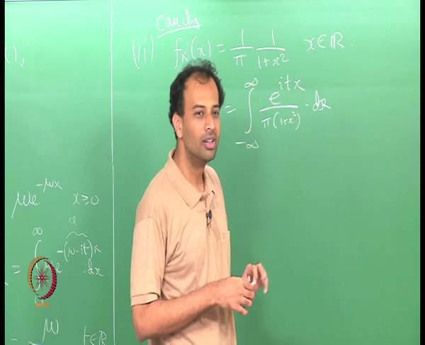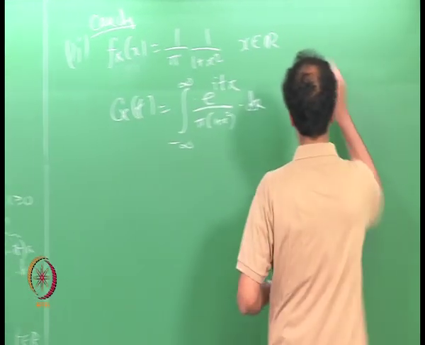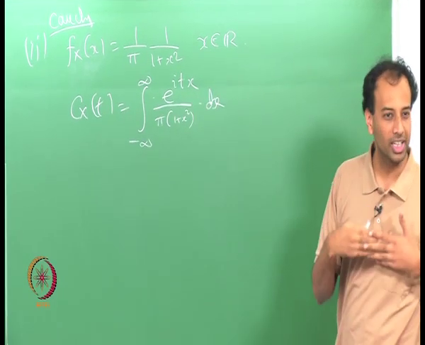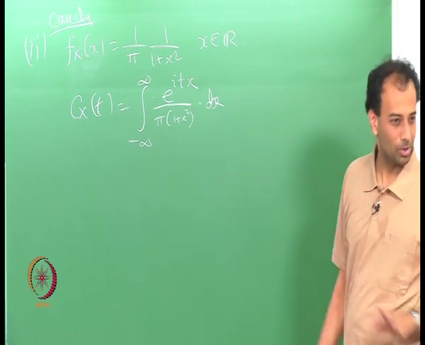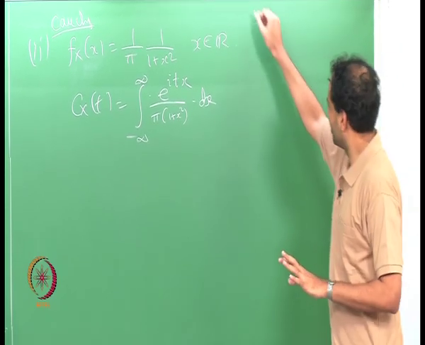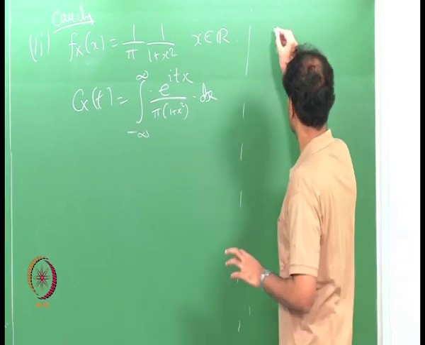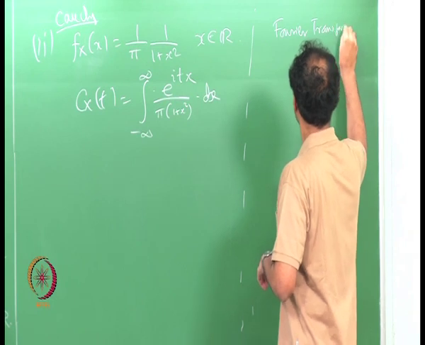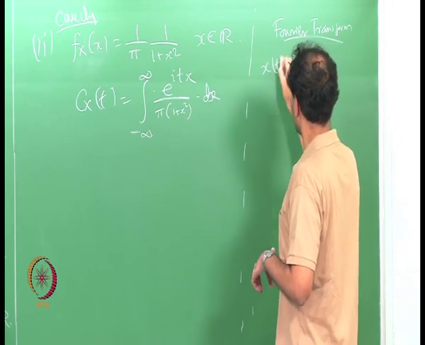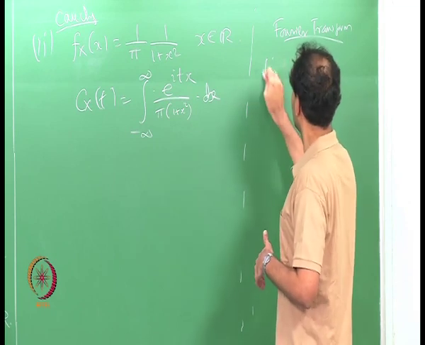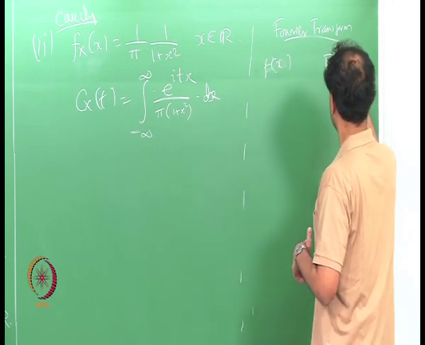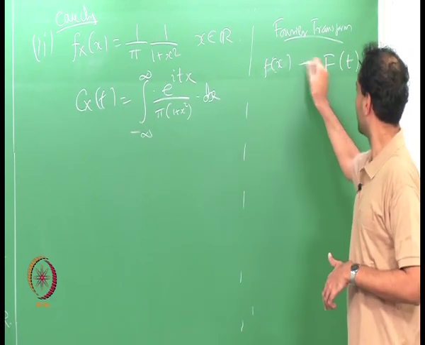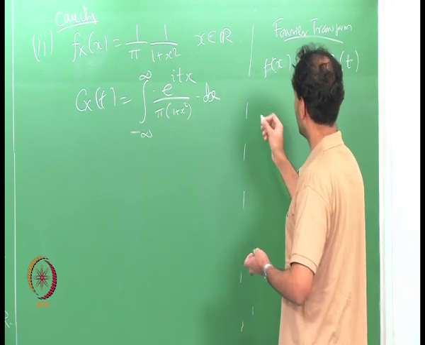So you think from your signals and systems that the transform should look like e power minus some constant times absolute value of t, right. Let us just go back to Fourier transforms from your signals and systems for a little bit. If you use f of x for the function and f of t for the transform, you write down relations like this.